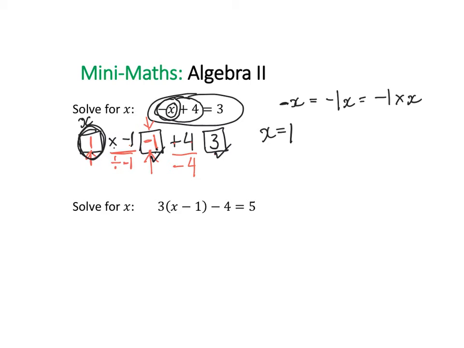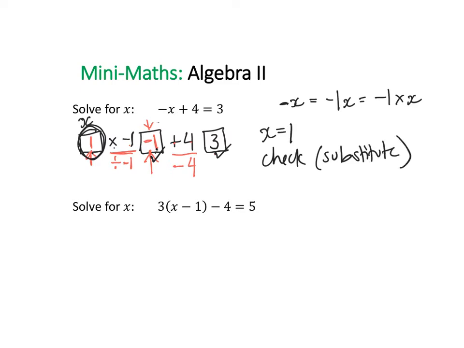And then the other way to check that you've got the correct answer is to just substitute back into your original equation. So let's do that. Just get rid of some of the mess. So to check, let's substitute. We've got minus x plus 4 equals 3. Substitute in 1 for x, so we get minus 1 plus 4 equals 3, and that checks out. So we have found the correct value for x. We've solved for x in this equation.